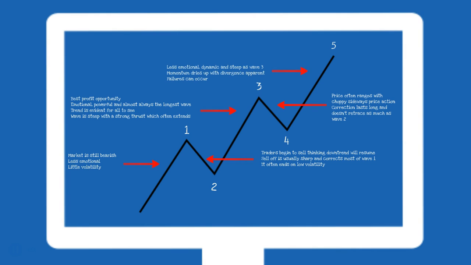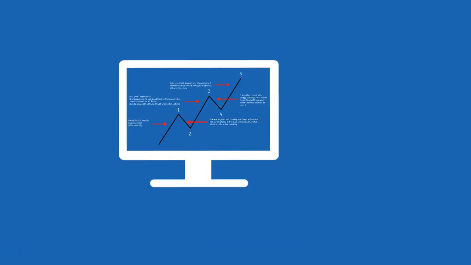Fifth waves are the final part of the 5-wave sequence where traders attempt to profit from the trend. They are less emotional and dynamic than Wave 3, and the slope is not as steep. Momentum dries up and divergences appear. Optimism continues, but failures can occur, with price not being able to make new highs.